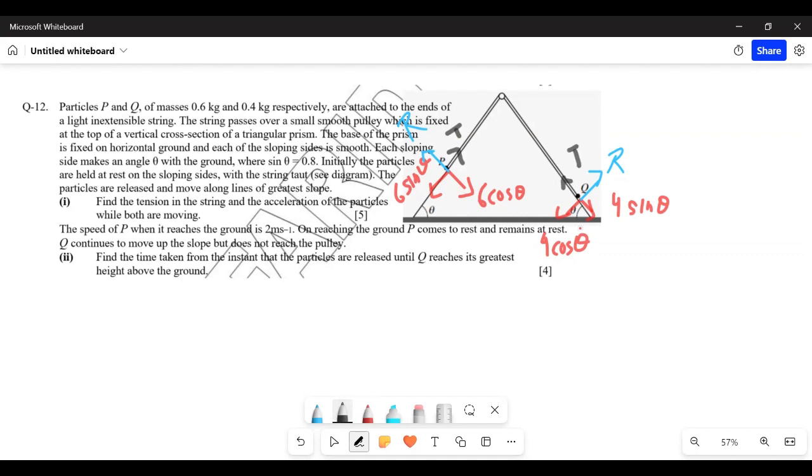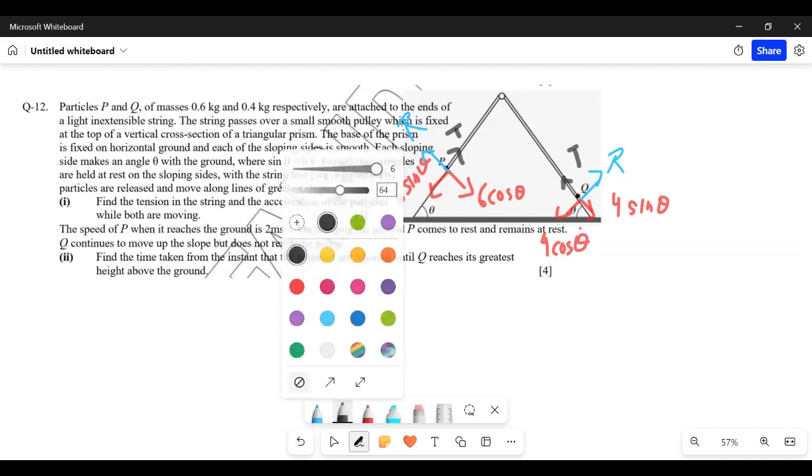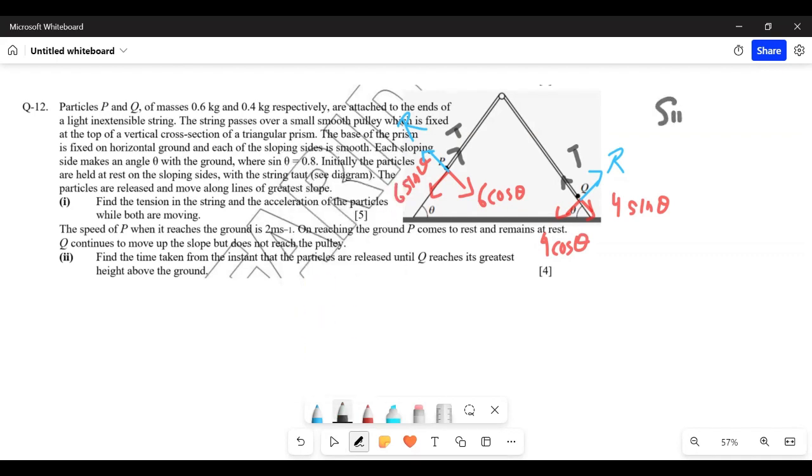Okay, a string passes over a small smooth pulley which is fixed at the top vertical cross section of a triangular prism. The base of the prism is fixed on horizontal ground and each of the sloping sides is smooth. Each sloping side makes an angle theta where sine theta is 0.8. Okay, so if you're given sine theta, that means you can also find cos theta.